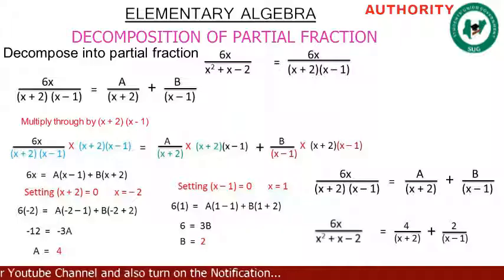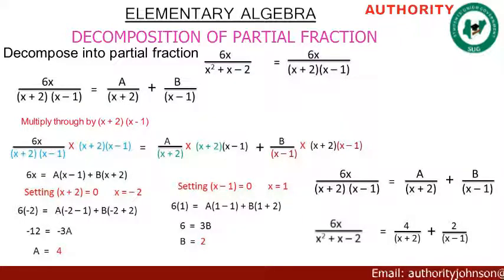All right, that means when you have 6x all over x² + x - 2 and you decompose this fraction into its partial fractions, the partial fractions you are going to obtain are 4 all over x + 2 plus 2 all over x - 1. When you combine these two fractions together, you are going to have 6x all over x² + x - 2.